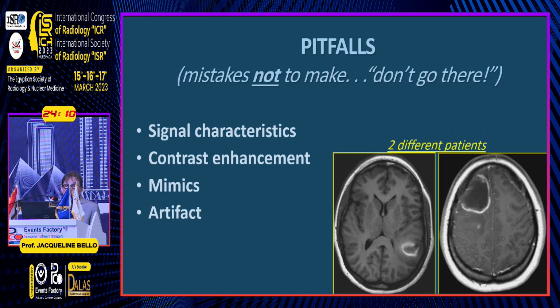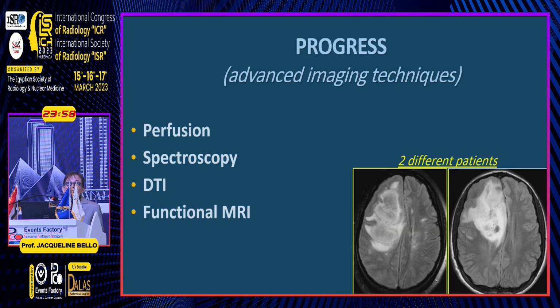Pitfalls, mistakes not to make. Again, pay attention to signal, contrast enhancement, if it was given, mimics and artifacts, and then progress. We are going to look at some advanced imaging techniques. Today we will look at perfusion and spectroscopy. These that you've been seeing have always been two different patients, although each case looks alike. We're going to look at the cases and turn them into a lecture.